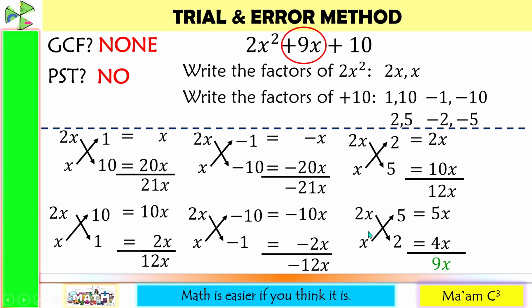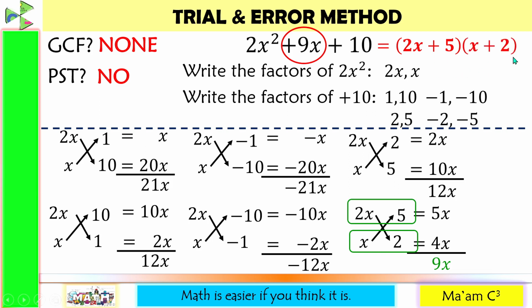The first binomial is positive 2x and positive 5. So I'll write it as 2x plus 5. Then the second pair of binomial is positive x, positive 2. So that is quantity x plus 2. These are now the factors of 2x squared plus 9x plus 10.